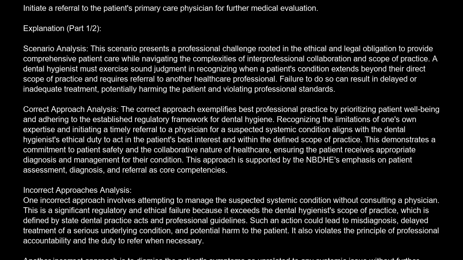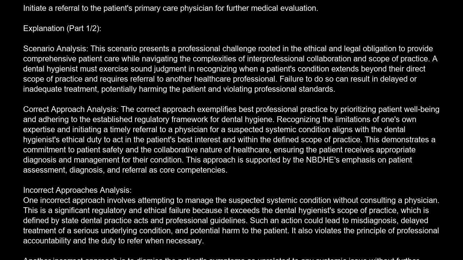This demonstrates a commitment to patient safety and the collaborative nature of healthcare, ensuring the patient receives appropriate diagnosis and management for their condition. This approach is supported by the NBDHE emphasis on patient assessment, diagnosis, and referral as core competencies. Incorrect approaches analysis. One incorrect approach involves attempting to manage the suspected systemic condition without consulting a physician.